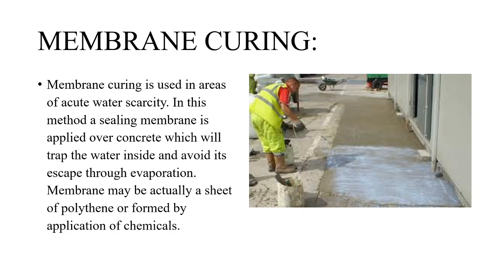Then membrane curing. This is similar to the first method, shading of concrete. Membrane curing is used in areas of acute water scarcity. In this method, a sealing membrane is applied over concrete, which will trap the water inside and avoid its escape through evaporation. The membrane may be a sheet of polythene or formed by application of chemicals. In this photograph, you can see some chemicals are applied which will form a film on the surface of the concrete, which will prevent the evaporation of water from freshly laid concrete.